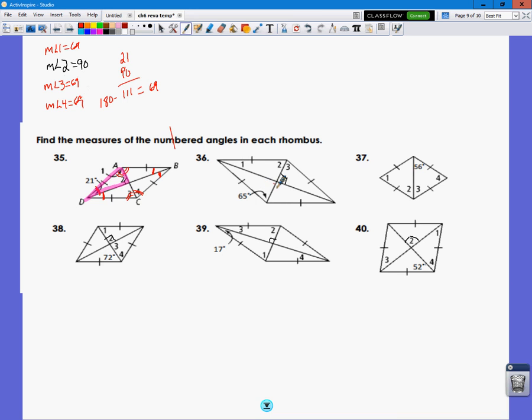When I come over and look at number 36, I already know that angle 4 is 90 because the diagonals are perpendicular. Whatever angle 2 is, angle 3 is going to be the same.